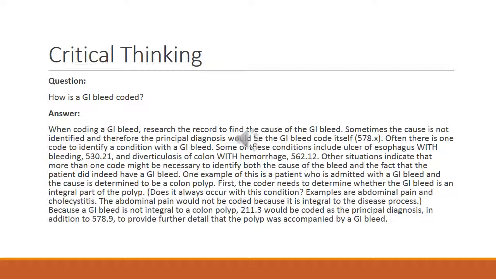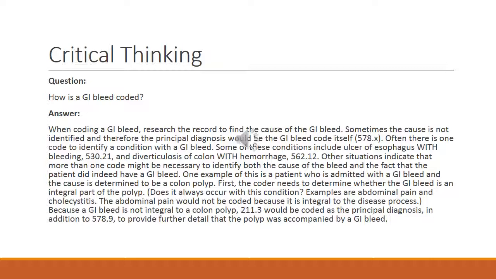which is 562.12. Now, other situations indicate that more than one code might be necessary to identify both the cause of the bleed and the fact that the patient did indeed have a GI bleed. One example of this is a patient who is admitted with a GI bleed and the cause is determined to be a colon polyp. First, the coder needs to determine whether the GI bleed is an integral part of the polyp. Does it always occur with this condition?